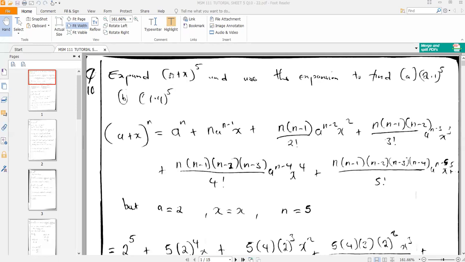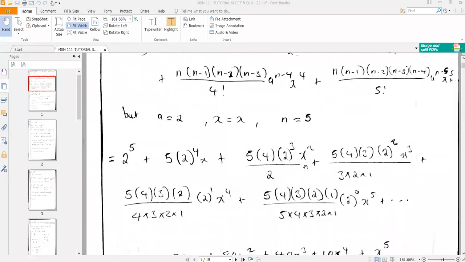So you know that 2 is comparing with the a, so a is equal to 2. Then x here is the same as the x there, so x is equal to x. Then the n is the same as the 5, so n is equal to 5. Then you just substitute in the formula that you have here.